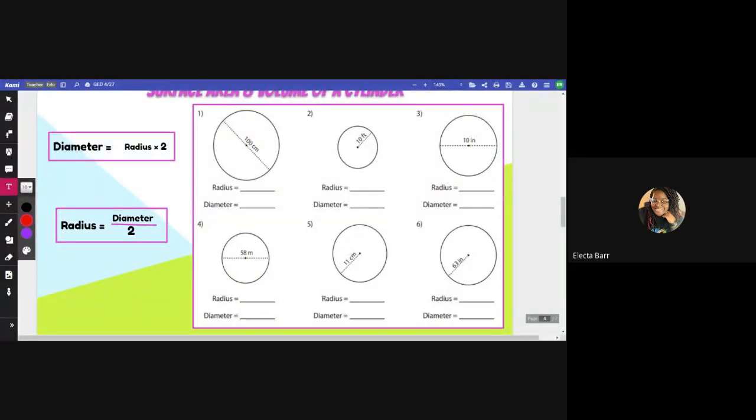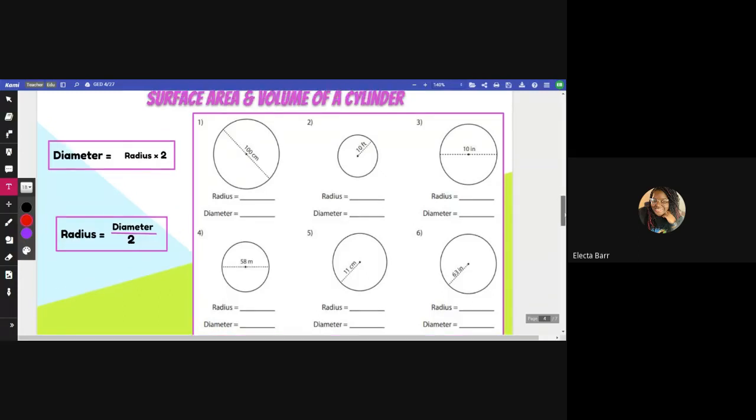All right, y'all. So let's go ahead and keep it pushing. We are going to go over these problems. Remember, you wanted to find the radius and the diameter of each of these circles. So for the radius for number one, what did y'all get as the radius? The radius is 50 because the diameter is 100.